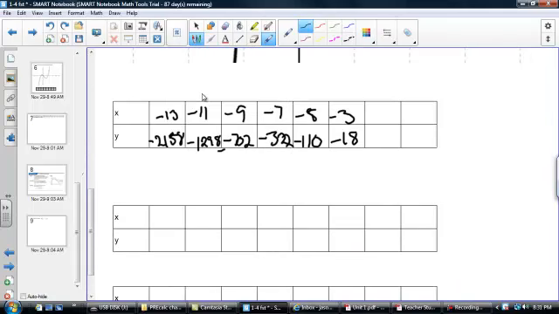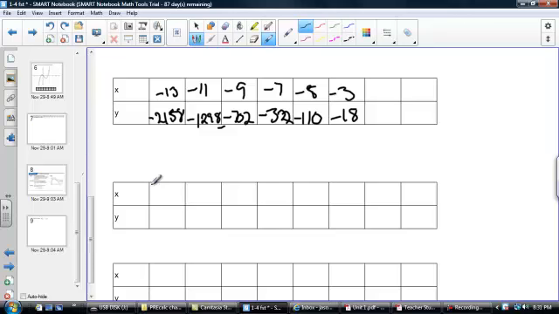So now let's check the other area. We said between negative 1 and 1. So I'm going to say negative 0.75, negative 0.5, 0, 0.5, and 0.75. When I plug these values in, I've got 1.8, 1.3, 0, negative 1.3, and negative 1.8. Again, that fits with what we were saying. The y values are decreasing.